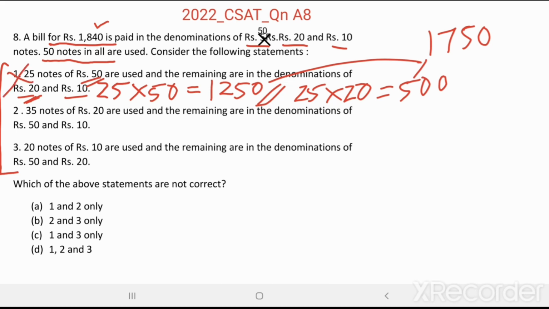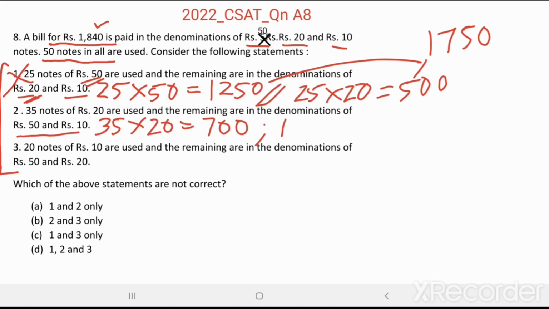Now see the second statement. 35 notes of rupees 20 are used. 35 into 20, we get 700 rupees. Then remaining are in the denominations of rupees 50 and 10. Here we can use 15 notes of rupees 50 and either both rupees 50 and rupees 10.